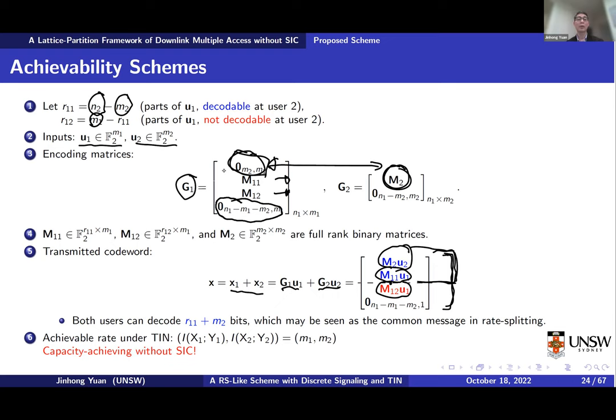And later on we are going to show this is an achievable rate under treating interference as noise. Actually we can prove the mutual information between X1, Y1 and X2, Y2 is exactly M1 and M2. What does it mean? It means at the receiver side of user 1, we can decode both user 1's and user 2's messages. But user 1 also has a choice. We don't need to decode user 2's message because that is not necessary. We don't need to do interference cancellation. That means user 1 can also decode only its own message, M11 and M12. So that is rate splitting as well for user 1. That is very interesting. We have this capacity achieving without successive interference cancellation.